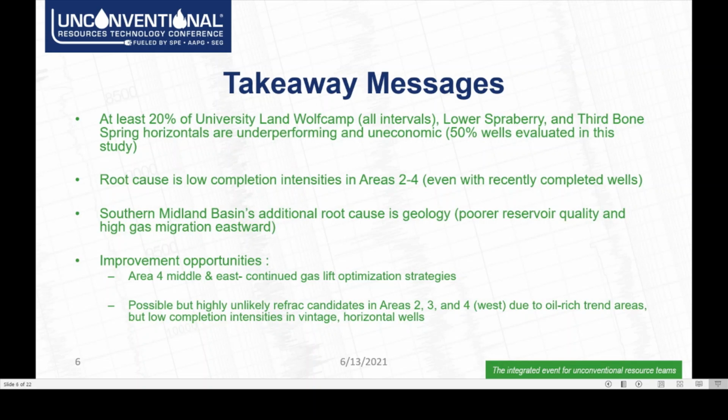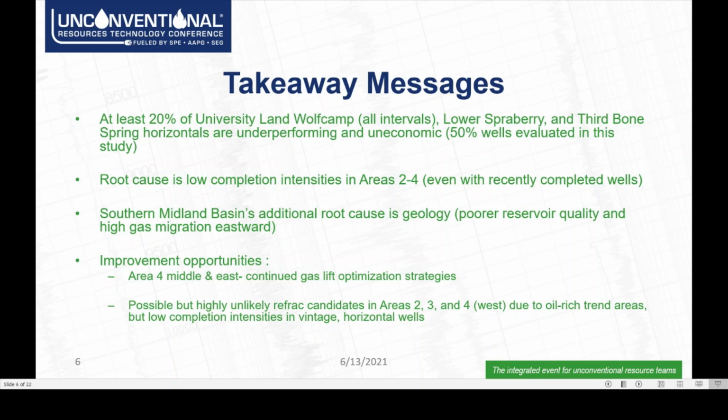Some of the takeaway messages that I want to mention in this presentation: at least 20% of university land Wolfcamp wells, Lower Spraberry and Third Bone Spring wells are underperforming and uneconomic. And that's about 50% of the wells evaluated in the study. The root cause is low completion intensities in areas 2 through 4, even with recently completed wells.